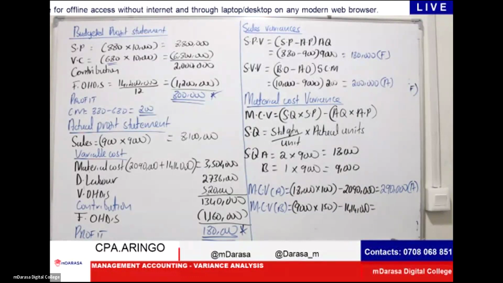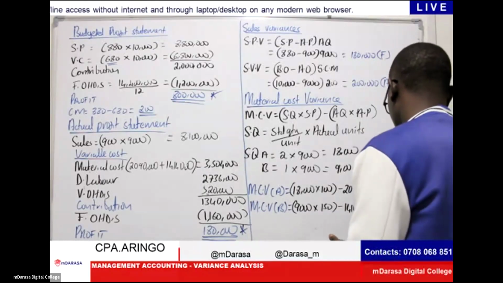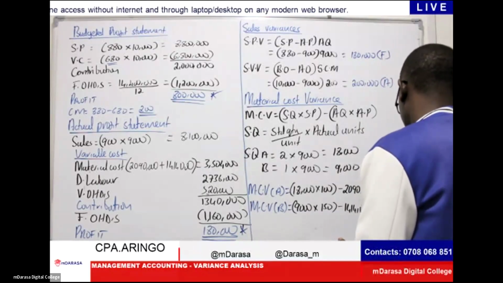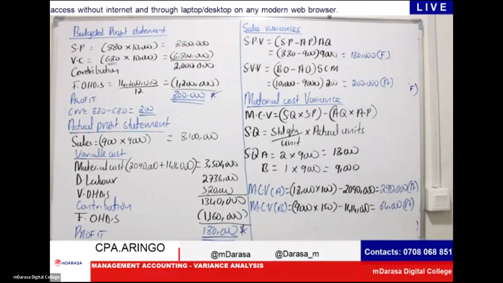Whereas the other one you have 9,000 by 150 minus 1414. Adverse 64. You see? So if at all you're given directly, just work it out directly. And that's what we've done.